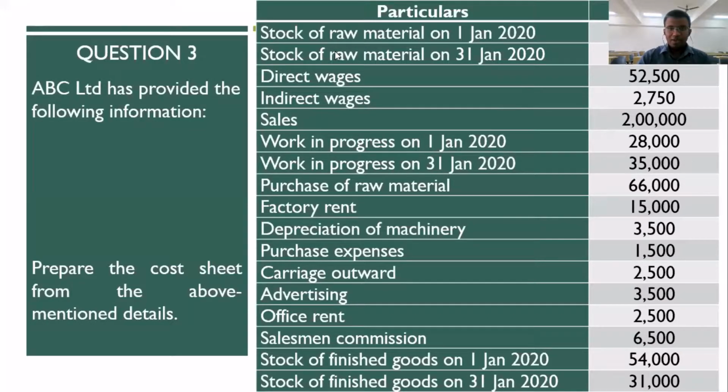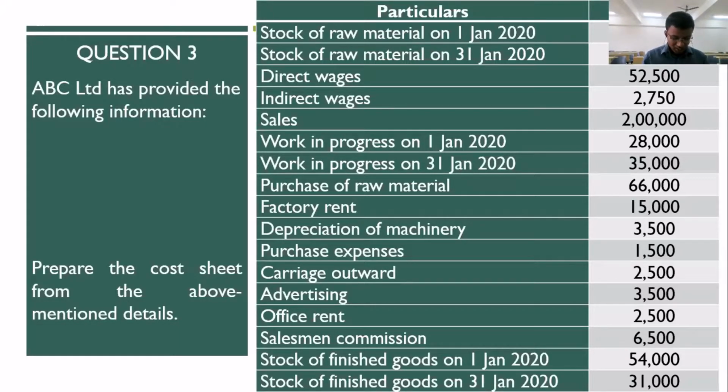Coming back to the question, we have stock of raw materials given on 1st Jan, that is the opening stock. Then we have stock of raw material on 31st Jan, that is the closing stock. We have direct wages, this will be a part of the prime cost. Then we have indirect wages, this will be a part of your factory overhead. Sales will come right at the end. Then you have work in progress, with the opening stock and the closing stock. This will be a part of your factory overhead.